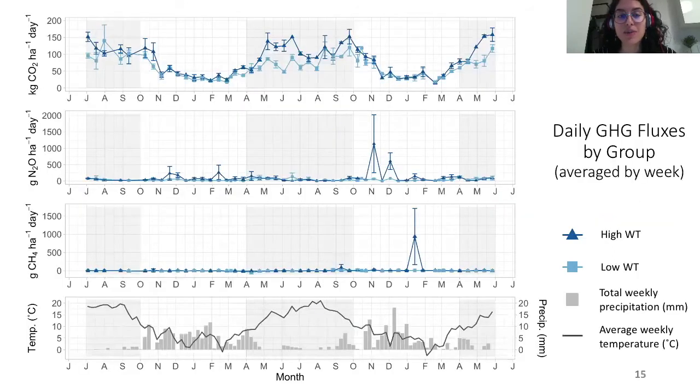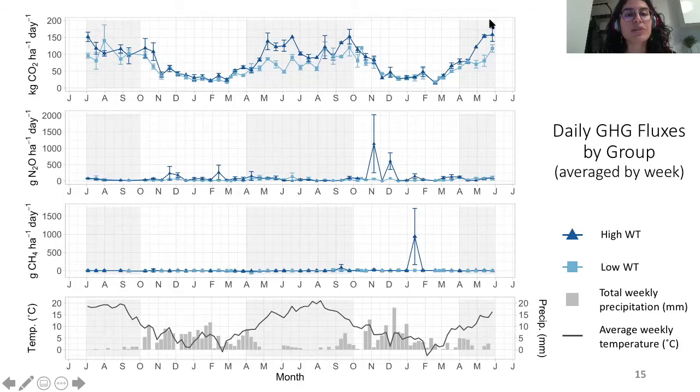And when we look at daily greenhouse gas fluxes, I know this is a bit of a busy slide, so bear with me. In the top row here, I have CO2 emissions as kilograms of CO2 per hectare per day over time. The shaded bands here represent the growing season from April to the end of September. My second plot is showing nitrous oxide, the third one showing methane, and the final one is showing average weekly temperature over time as a line, and then total weekly precipitation as the gray bars.